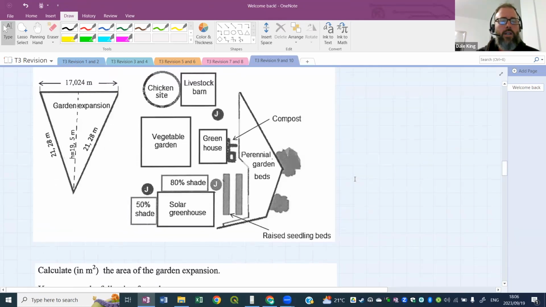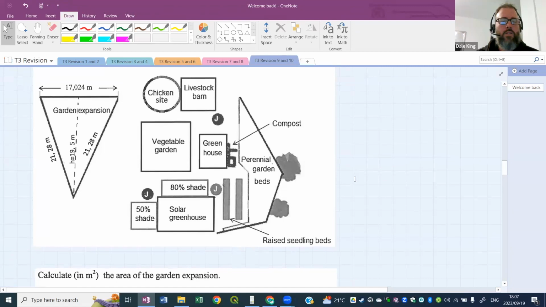It says, calculate in meters squared the area of the garden expansion. There at the bottom is the question. So here's the garden expansion over here. And they want us to calculate in meters squared the area of that garden expansion.